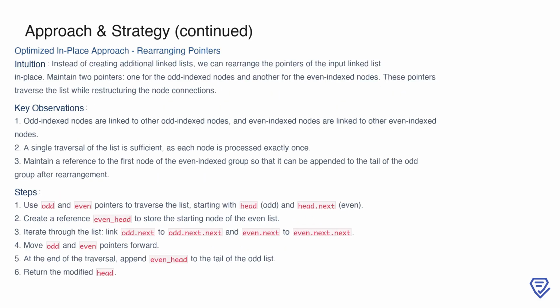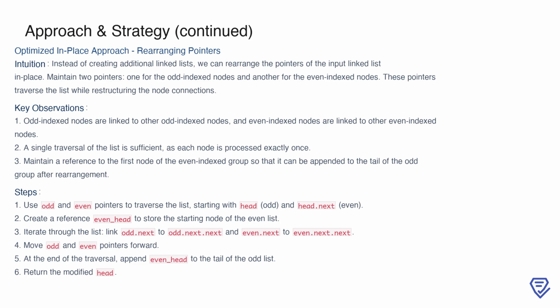A more efficient solution is the optimized in-place approach, which eliminates the need for separate lists altogether by rearranging the pointers of the input linked list directly. The intuition here is to maintain two pointers, one for odd index nodes and another for even index nodes. These pointers traverse the list simultaneously while restructuring the connections between nodes. A key observation is that odd index nodes should only connect to other odd index nodes, and even index nodes should connect exclusively to other even index nodes.